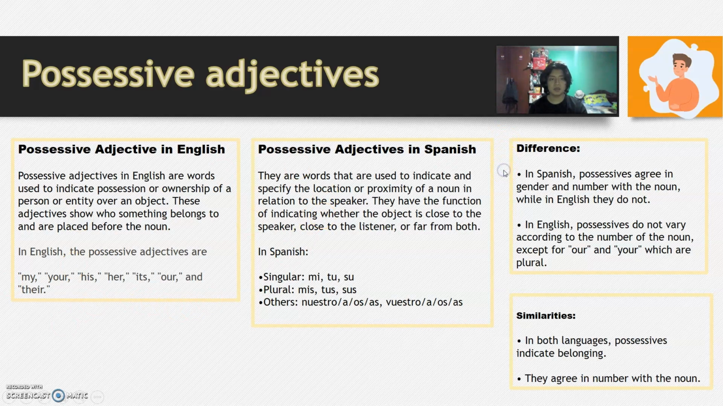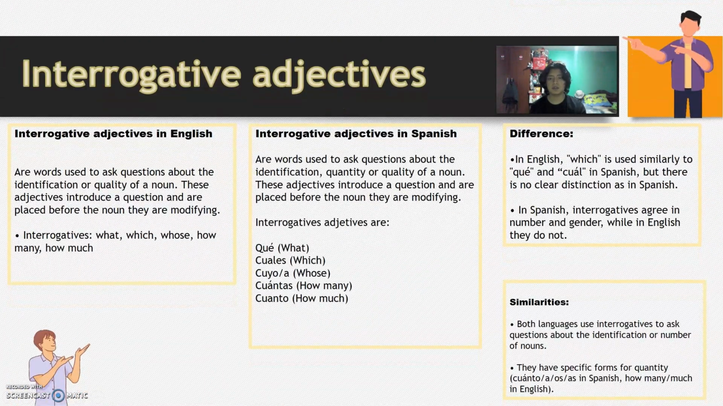Continue. The third part is interrogative adjectives. Interrogative adjectives in English are words used to ask questions about the identification or quality of a noun. These adjectives introduce a question and are placed before the noun they are modifying. The interrogative adjectives are what, which, whose, how many, and how much. And interrogative adjectives in Spanish are words used to ask questions about the identification, quantity, or quality of a noun.